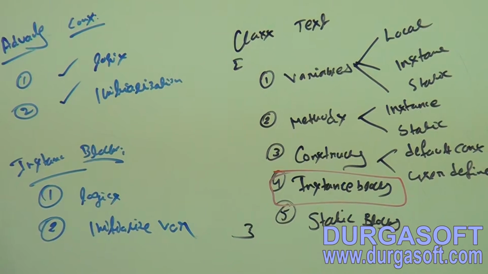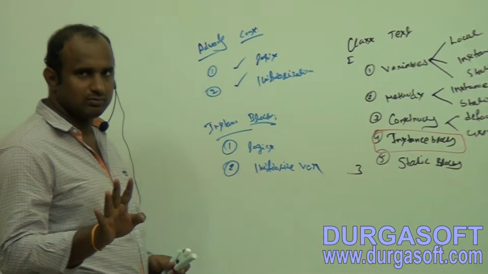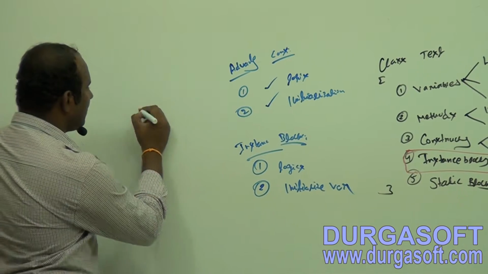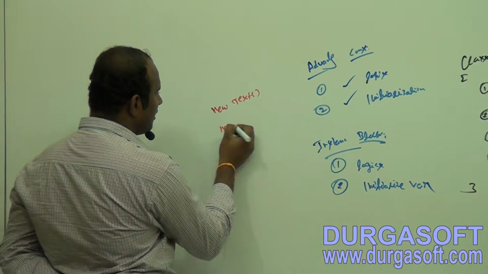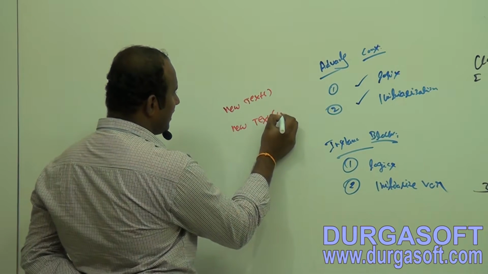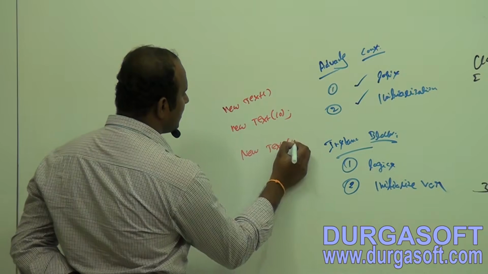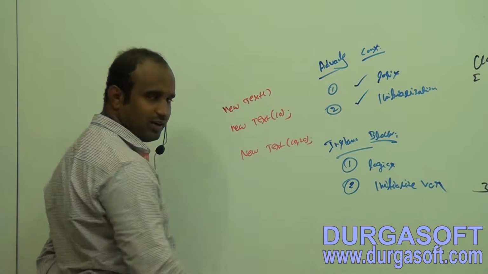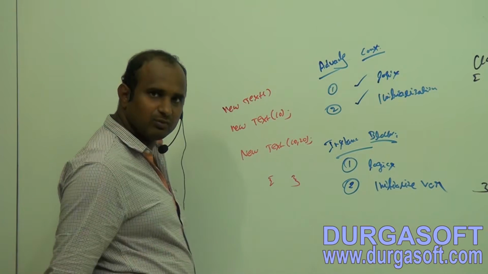So concentrate. We are declaring constructors. We are writing the instance block. Total how many? 3. First one is new Test(). Next one is new Test(10). The third one is new Test(10, 20). 3 constructors, right? For the 3 constructors, how many instance blocks are there? Only 1 instance block is there.